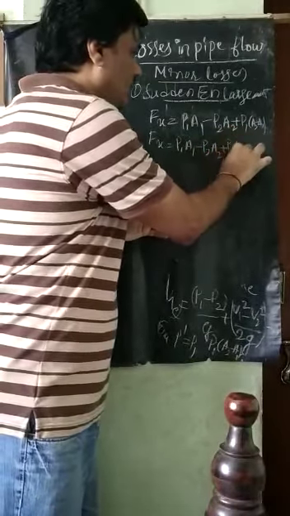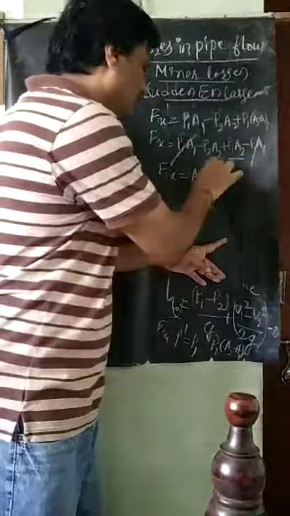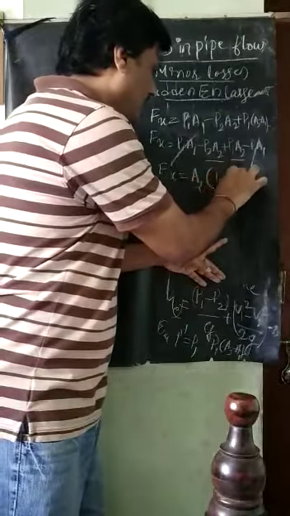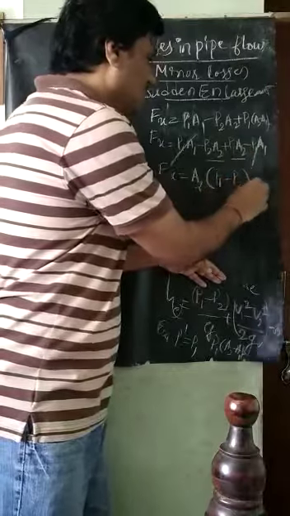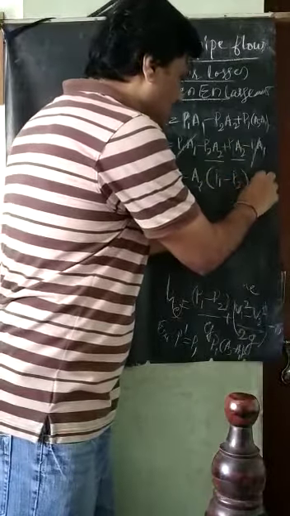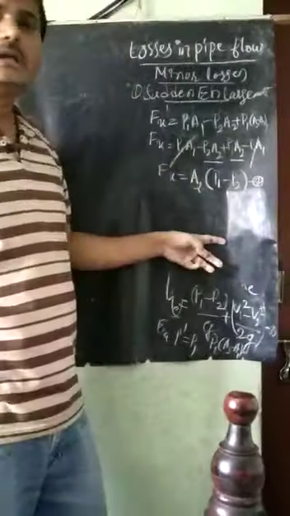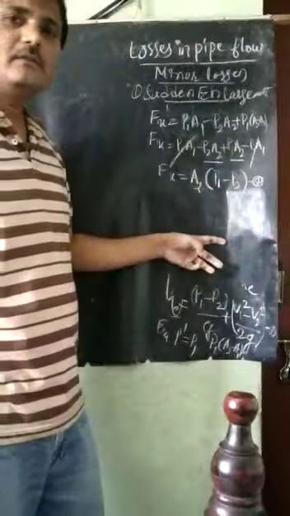I will simplify this relation. These are the two terms left here. Now Fx is equal to, here A2 is common, I will take it out. So what is the relation I am getting? A2 in the bracket P1 minus P2. This is the relation I am getting. Call this equation number 2. This is the force I am getting here now.